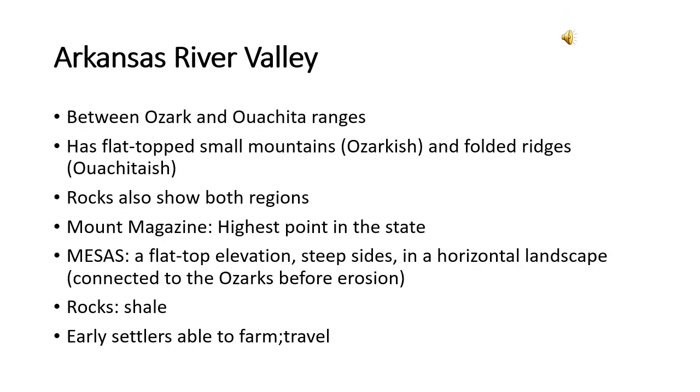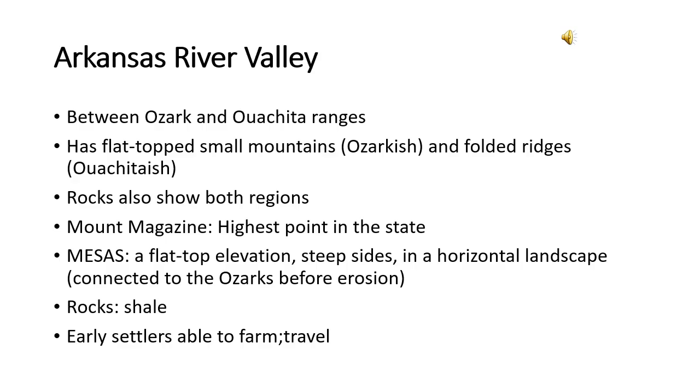The Arkansas River Valley is actually between the Ozark and the Ouachita Mountain Range, and for that reason it shares traits from both areas. It has some flat-topped small mountains, which are Ozarkish, and some folded ridges that are Ouachita-ish. There are rocks in the area that also show both regions. Mount Magazine is in the Arkansas River Valley, and it is the highest point in the state.